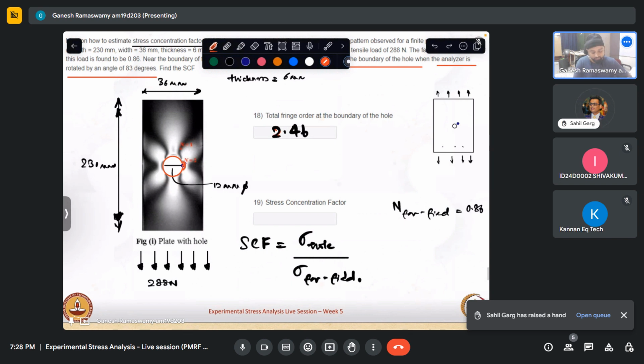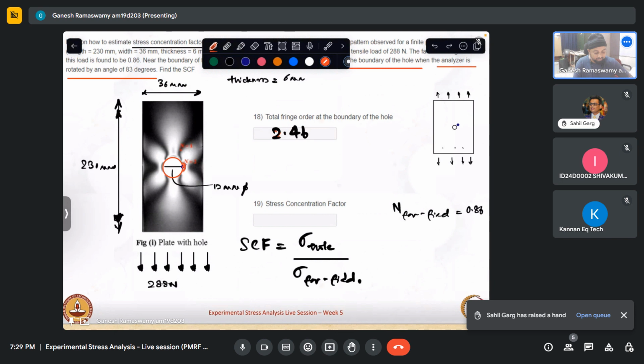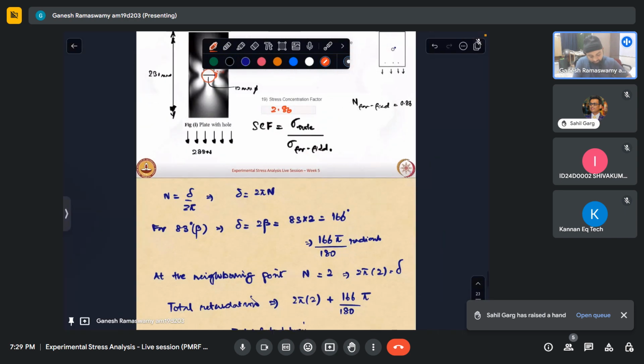Okay. So ideally it should have been 0.86, but because of the introduction of this hole, we have got the stress shoot up to a higher value. So this SCF is just a measure of how much it gets magnified. So 2.46 by 0.86 is 2.86. So 2.86 is the magnification that is brought about, which is the stress concentration. Stress is getting concentrated at that point. So I hope this is clear.